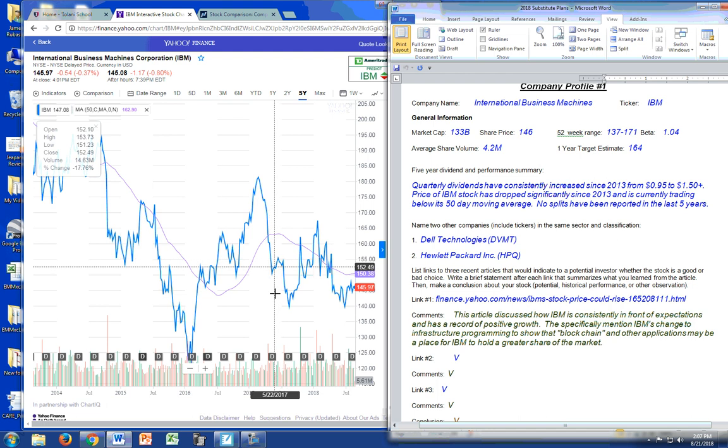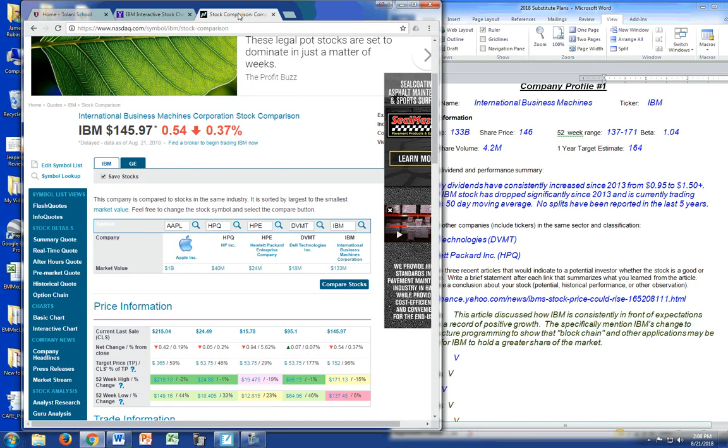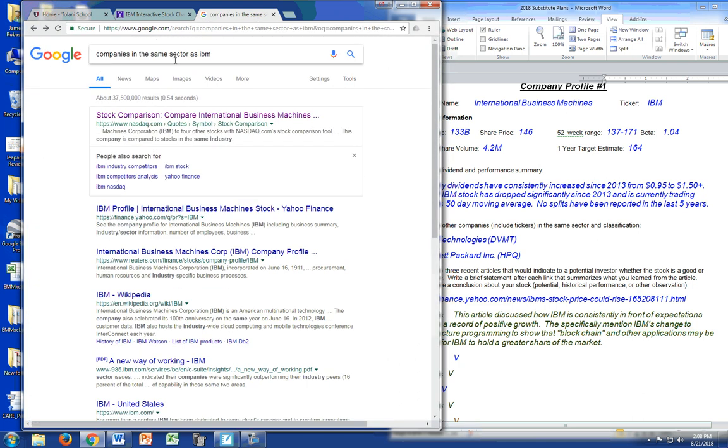Okay. Now, for the next part, it says name 2 other companies, including tickers, in the same sector and classification. Now, where did I get this information right here? Well, what I actually did is I went to Google and I typed in stocks or companies that are in the same, here, I'll show you exactly what I typed in so you can see it. Companies in the same sector as IBM.